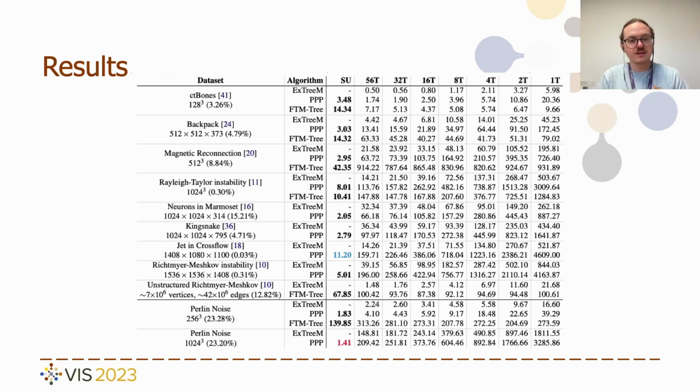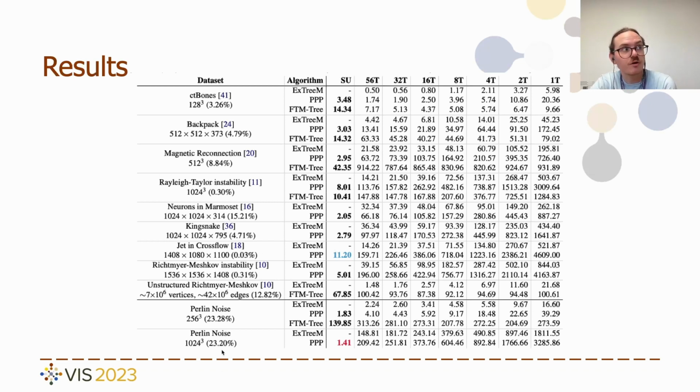We have compared ourselves to parallel peak pruning and to FTM tree, which is the current reference implementation in TTK. We couldn't run all our datasets on FTM tree because of memory constraints, but we have seen that we are up to one order of magnitude faster than parallel peak pruning and up to two orders of magnitude faster than FTM tree. One can see that we depend on the size of the Extremum graph, which is seen in percentages under the datasets. For example, for the jet in cross-flow dataset, where the Extremum graph is only 0.03% of the whole domain, we have our best speedup.